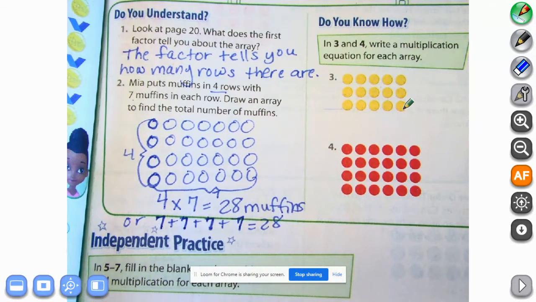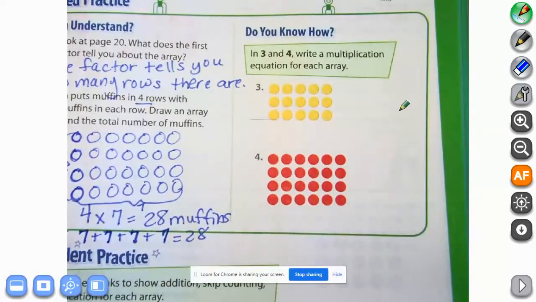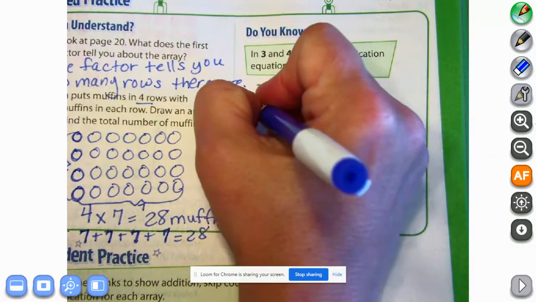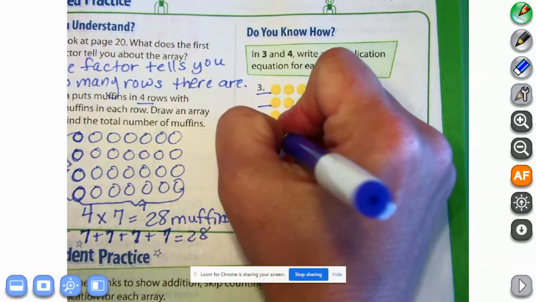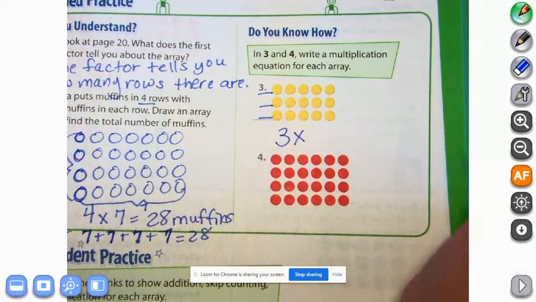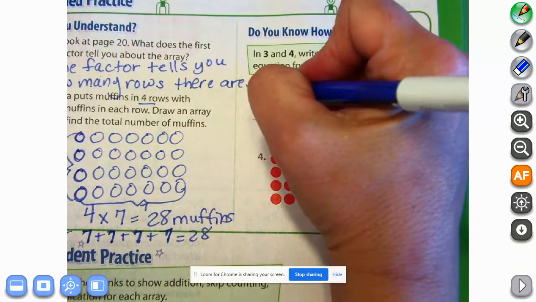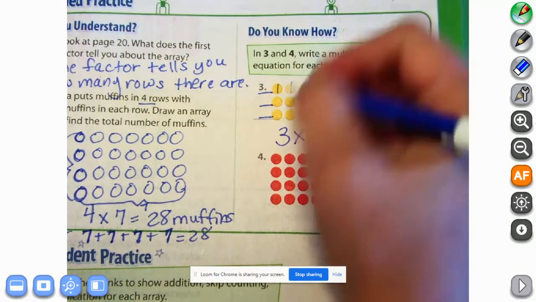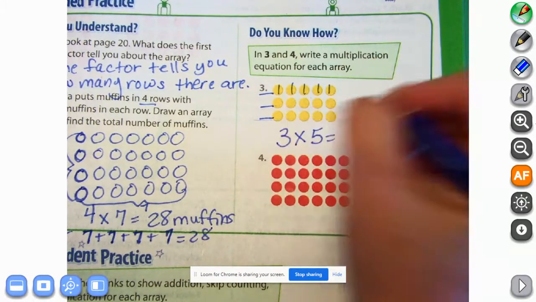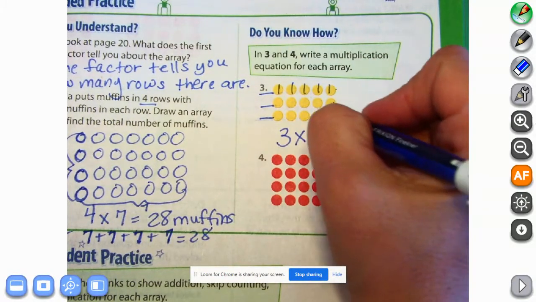When you're done, we're going to go to number 3 and number 4 over here in the corner. I'm not sure why this pencil is over here. Okay. In numbers 3 and 4, write a multiplication equation for each array. So the first number is how many rows we have. There's row 1, row 2, row 3. So our first number is 3. 3 groups of 1, 2, 3, 4, 5.